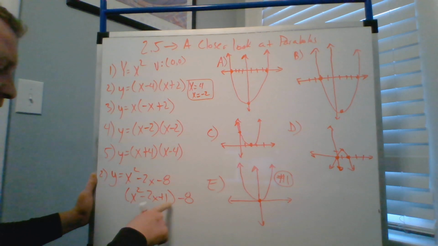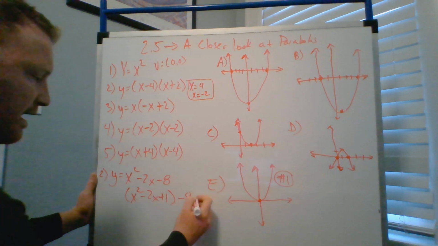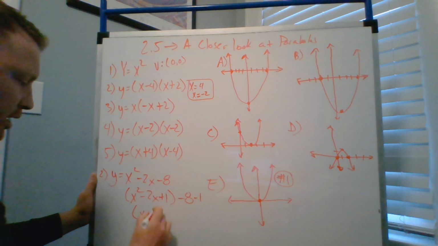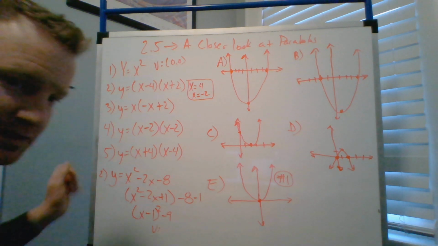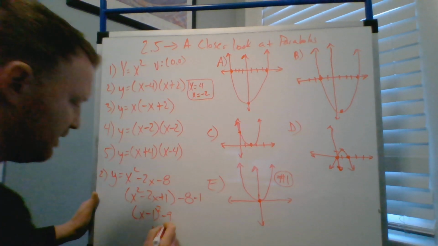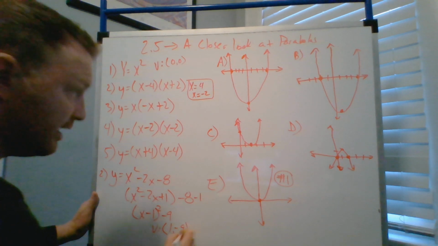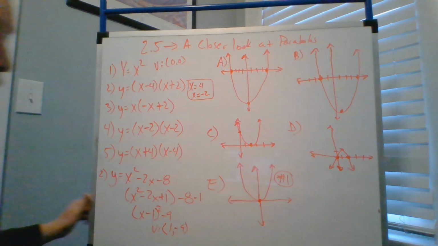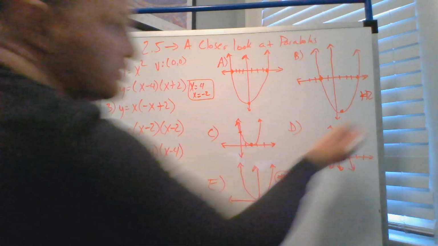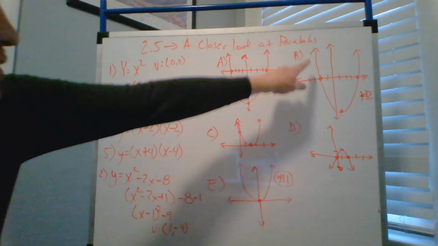I brought a positive 1 into this that wasn't there originally. I must take it out. So now I got (x minus 1) squared minus 9. So my vertex, can we read this? I believe so, yep. My vertex is going to be exactly at (1, negative 9). And this looks to be about true, so I can assume B is number 2. That's a messy number 2, but you know this is number 2.